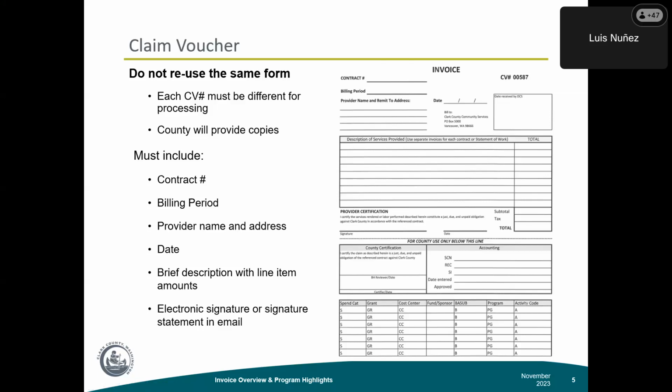And then the provider name and address goes under that. And right to the right of that, the date. Please include the date of when this is submitted.